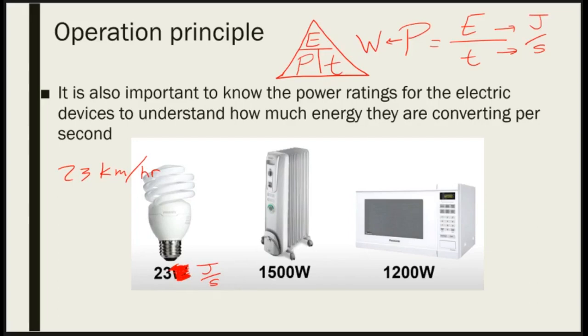How about this one? How much could it handle? 1500 joules per second. Question for you. What if you give this one 1400 joules per second? Is it still going to work? Yeah. You can always handle lower energy, less energy, but you can never handle more than maximum energy. And the maximum power rating is 23 joules per second for this one, 1500 joules per second for this one, and 1200 joules per second for this one. Now you understand the relation between power and energy. They're not the same, but they're so deeply related. Yes?